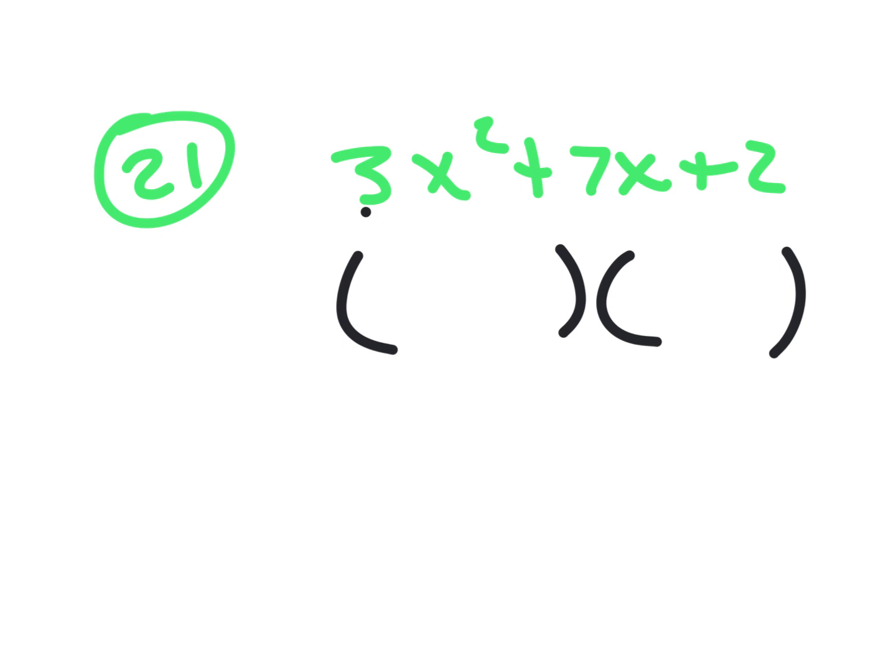3x squared plus 7x plus 2. Let's follow all the rules. 2 sets of parentheses. Actually, first I should look and see, is there anything in all of them? No. There's no GCF. Now you make 2 parentheses.